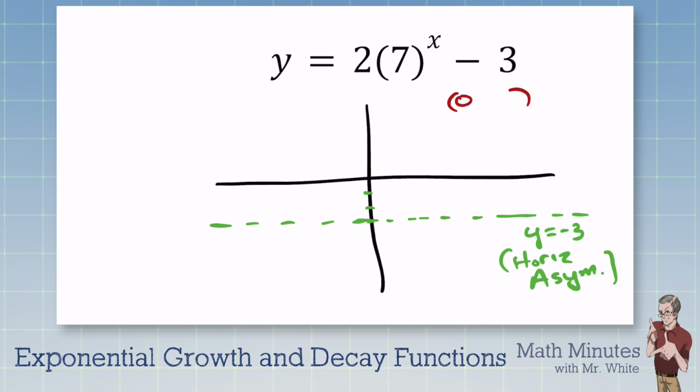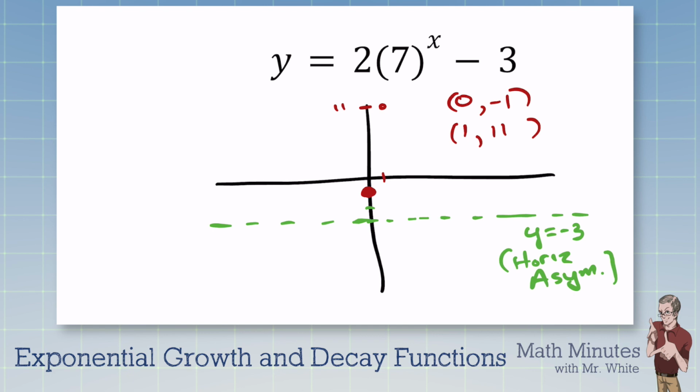So when you plug 0 in, you get 7 to the 0 power. That's 1. 1 times 2 is 2. So this whole thing is 2. 2 minus 3 is -1. So 0, -1 is where the y-intercept is. Now I always like to plug 1 in to get another point. So 1 comma 7 to the first power is 7, times 2 is 14. 14 minus 3 is 11. Oh my goodness, this is really taking off. So at 1, it's way up here at 11.